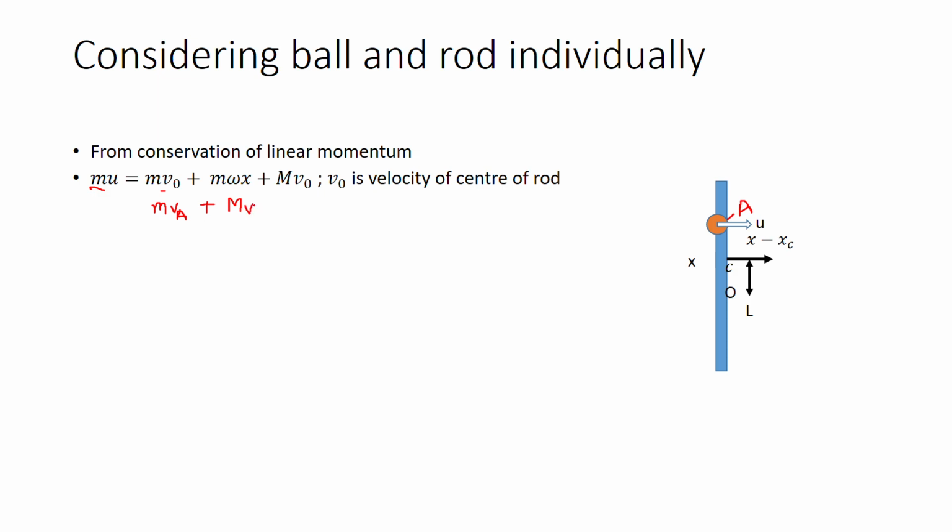and when we substitute the value of va, which we have found earlier, that is va equals to v naught plus omega into x, so when the values of va are substituted, we get this equation mv naught plus m omega x. This is the linear momentum of the ball after impact, and this is the linear momentum of the rod after impact.